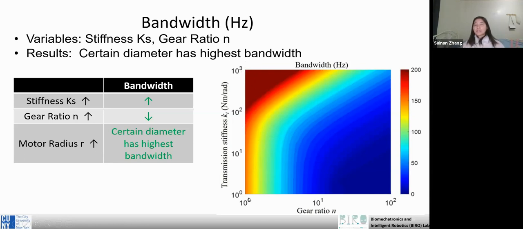So we can think about the conventional actuator, which has a large stiffness and a large gear ratio. So the bandwidth is okay, but not very good. And the SEA has a small transmission stiffness and a large gear ratio, so it has the lowest bandwidth. The QDD has a small gear ratio, maybe here, and a large transmission stiffness, so the QDD's bandwidth should be here.